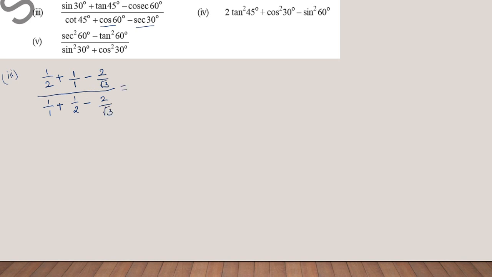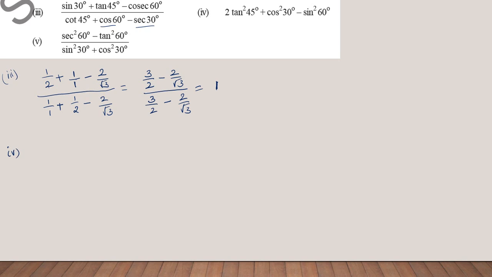Now if you observe it clearly, 1 by 2 plus 1 is 3 by 2. So 1 plus half is 1 and a half. So 1 and a half I can write as 3 by 2 minus 2 by root 3 divided by 1 by 1 means 1 plus half is 1 and a half, again 3 by 2 minus 2 by root 3. If you observe carefully, numerator and denominator both are identical, no? Identical means both are the same, so directly they will get cancelled one time. So the answer is 1 here.